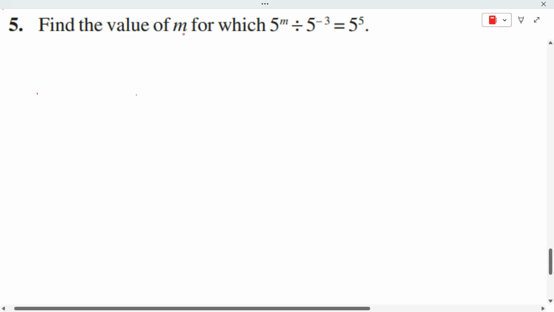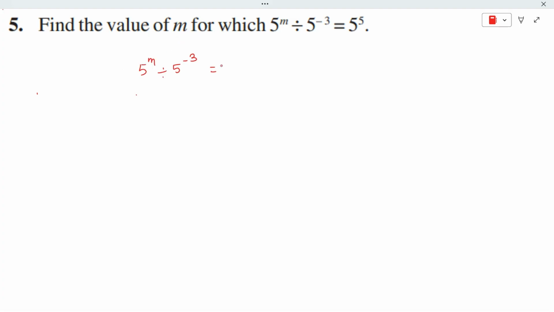Question number 5. Find the value of m for which the equation is given like this, isn't it? So you can see the left hand side, the bases are same and the powers are different. So when the bases are same and the powers are different, you know that we have to subtract the powers, which I am going to do here, keeping the base as it is. So it is m minus of minus 3 equal to 5 power 5. So when I simplify the power, it is going to be 5 power m plus 3 is equal to 5 power 5.